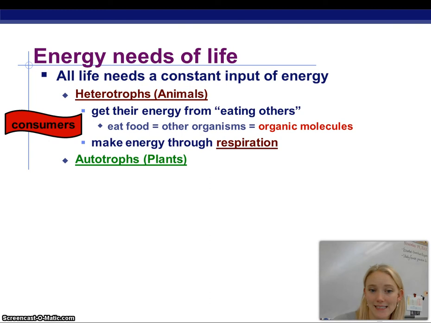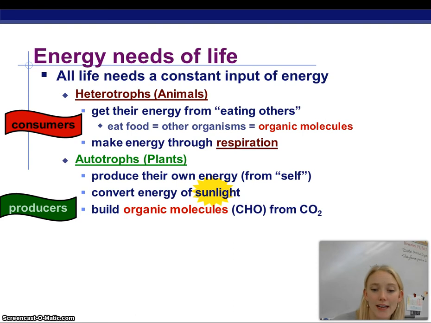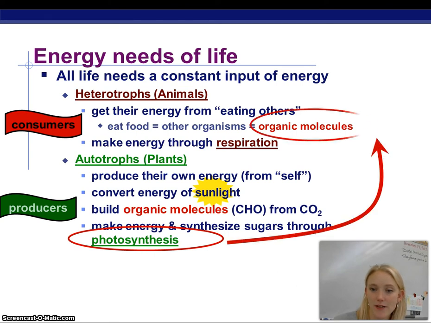Autotrophs are also known as plants because they can make their own energy, or auto means from self, so they're self-producing. So they're called producers. And they convert energy of sunlight into usable things like sugar. And they can build organic molecules from carbon dioxide. And they make energy and synthesize sugars through the process of photosynthesis. So heterotrophs versus autotrophs. This photosynthesis process makes the organic molecules that heterotrophs consume, and without photosynthesis we would not have life because there would be no organic molecules to consume.